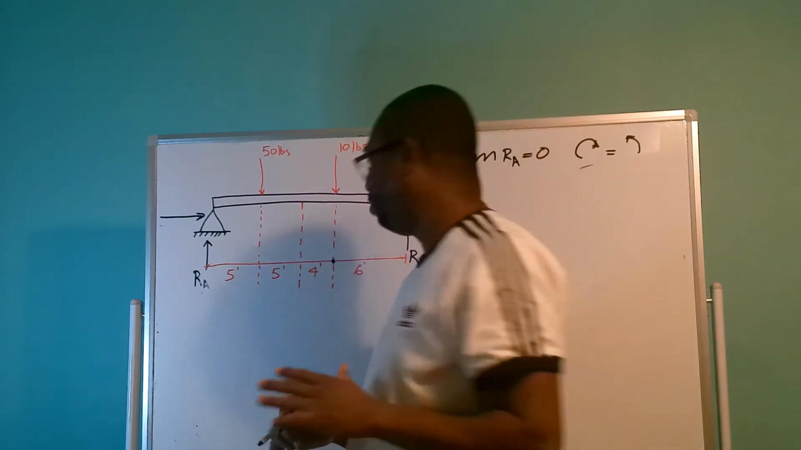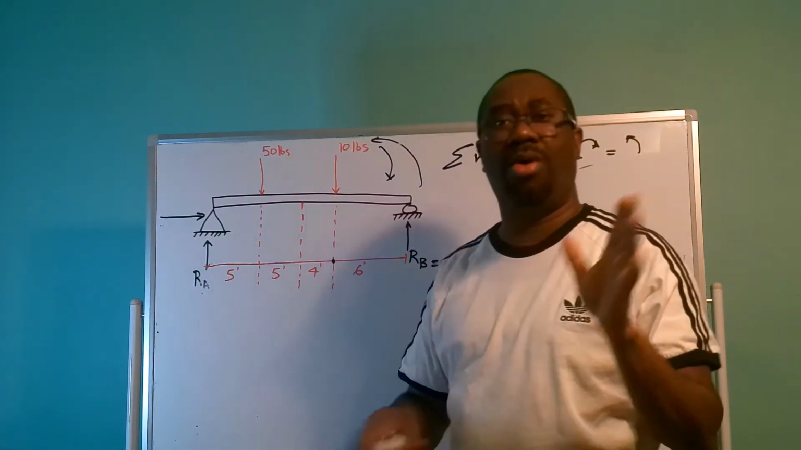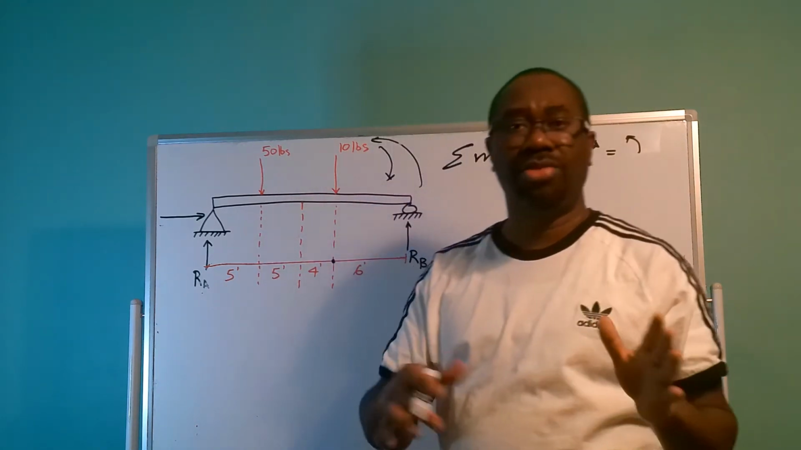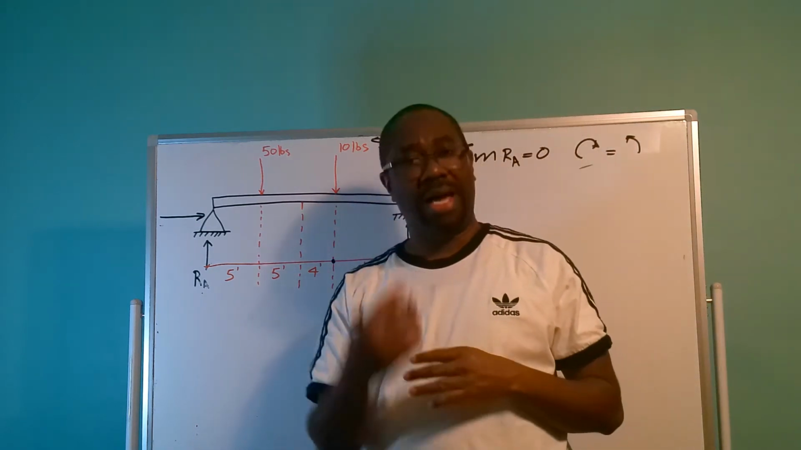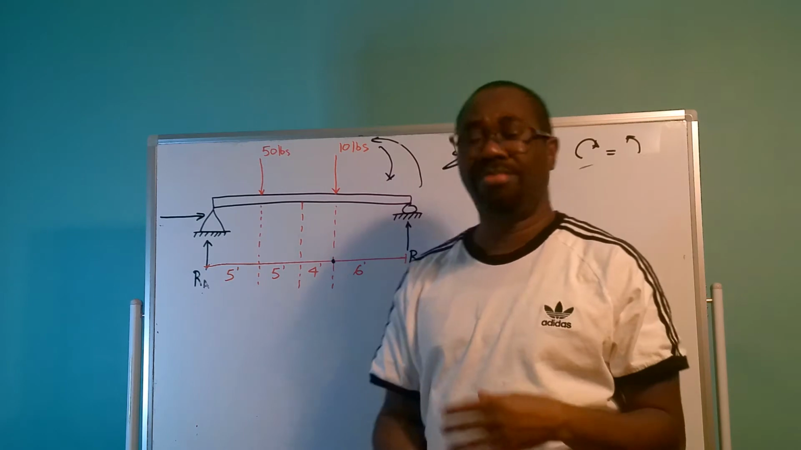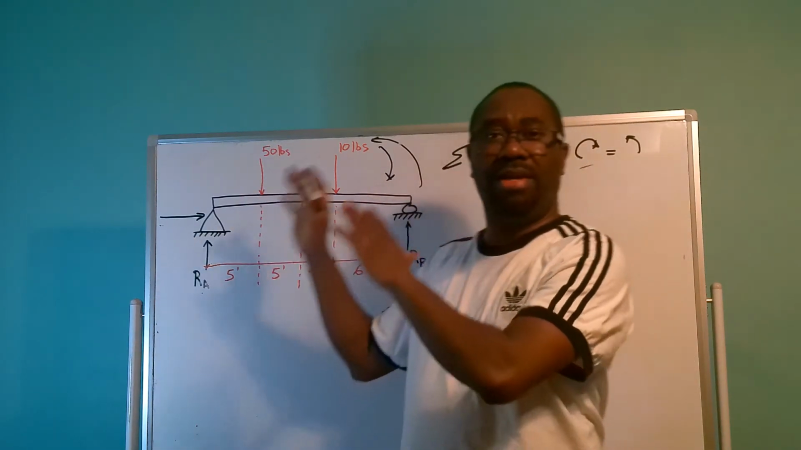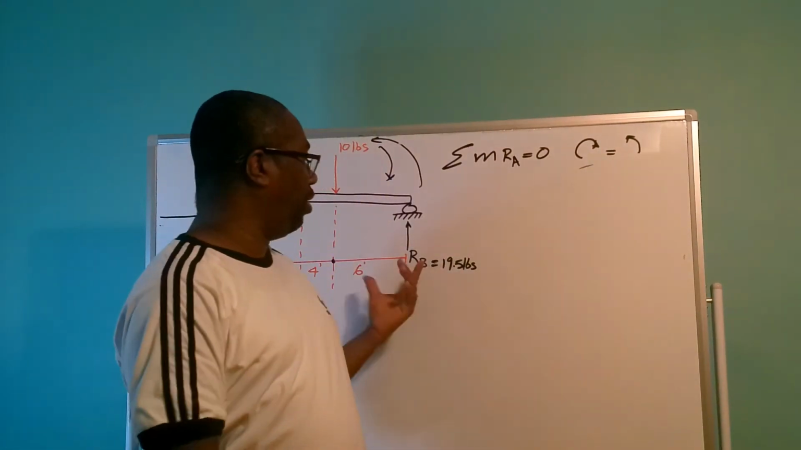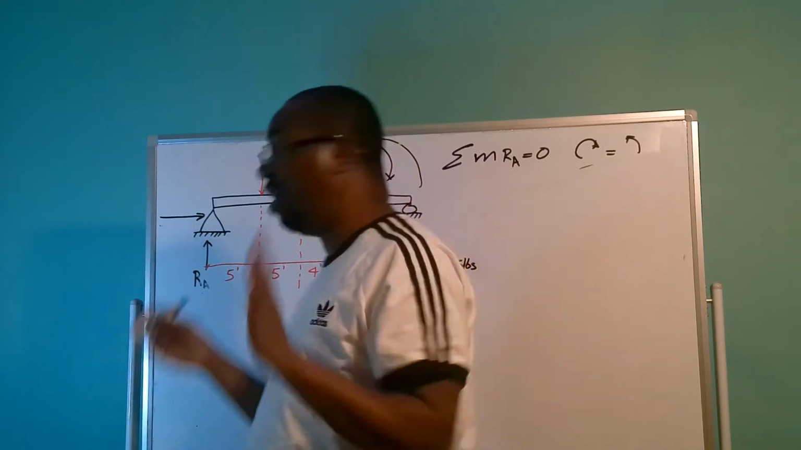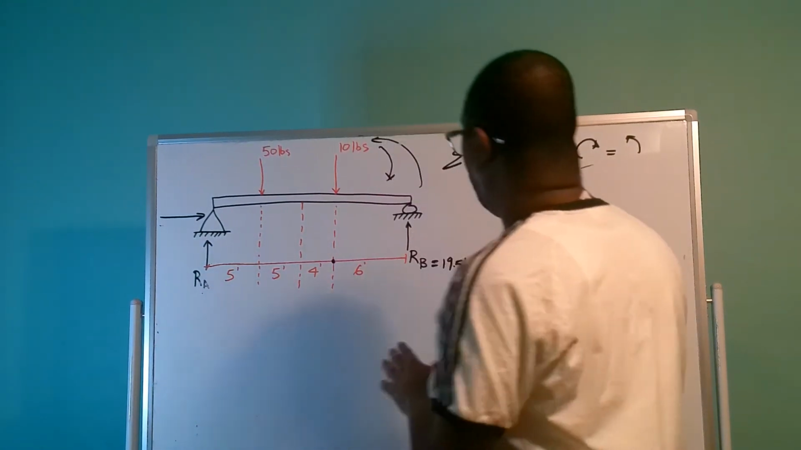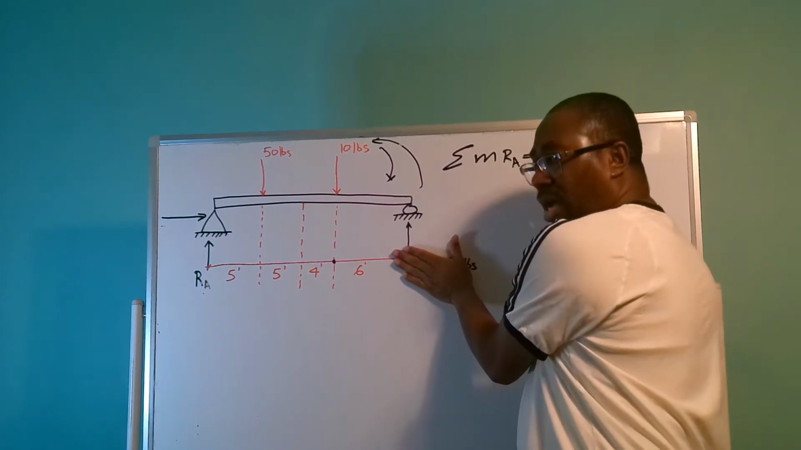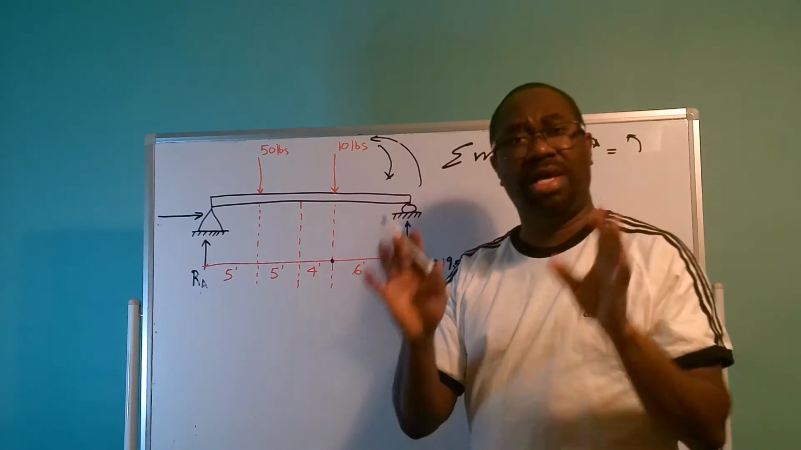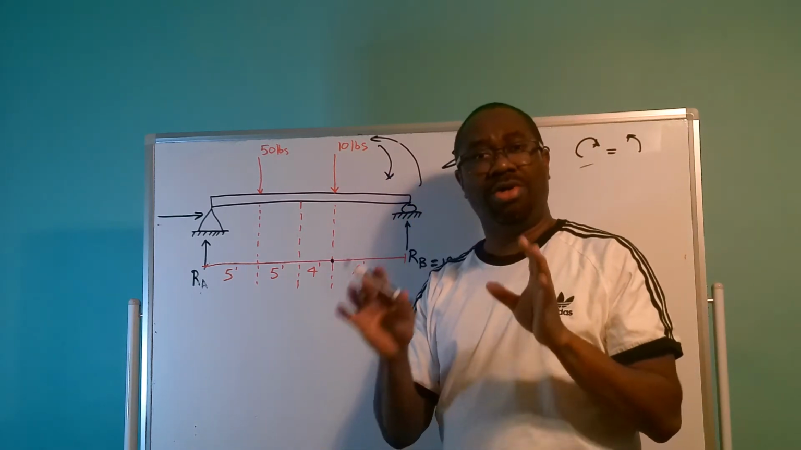There's a shorter way to do this, but I want to do it the long way, so that if someone is watching and wants to learn how to calculate moments, if they didn't catch it when I was calculating RA, they can catch it when I'm doing the reaction for RB, or vice versa. So we're going to take moments now at RB, and remember what I said earlier, that wherever you're taking moments, that position is going to equal 0.